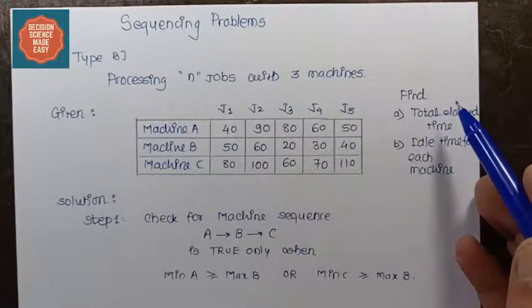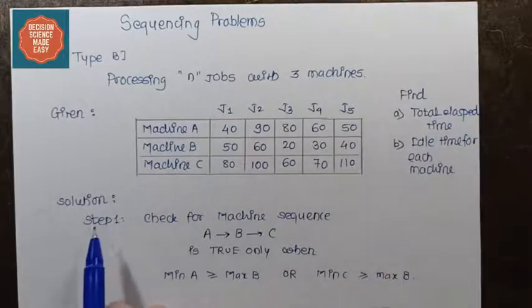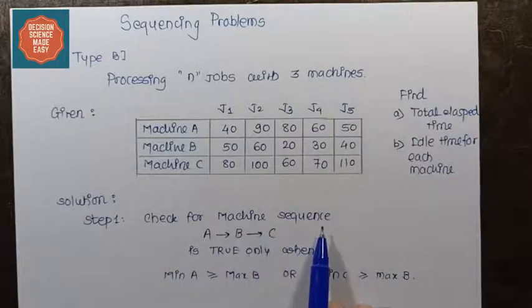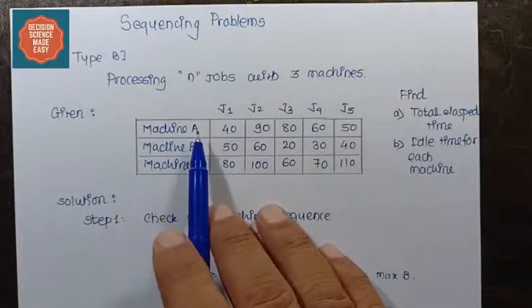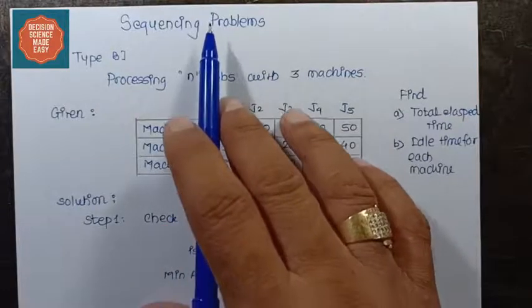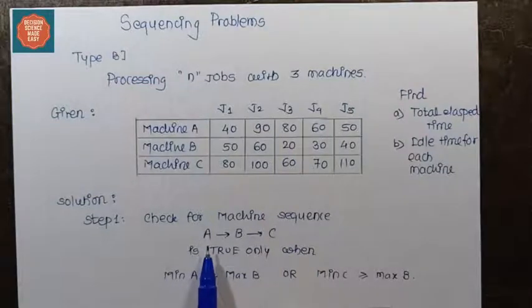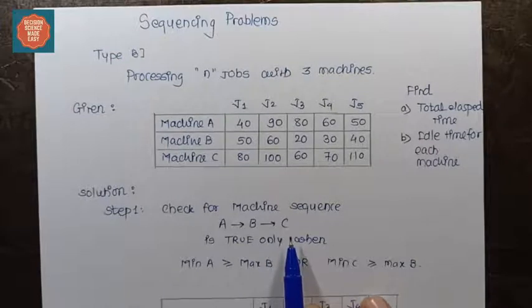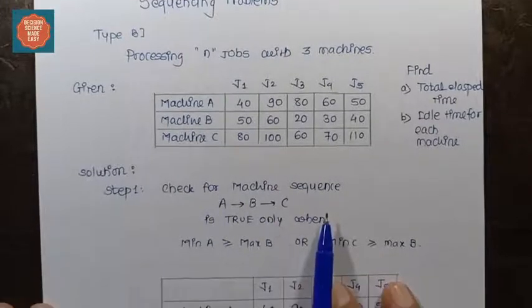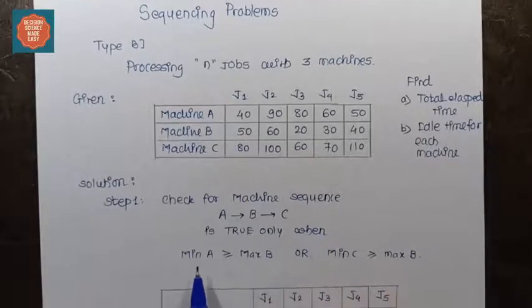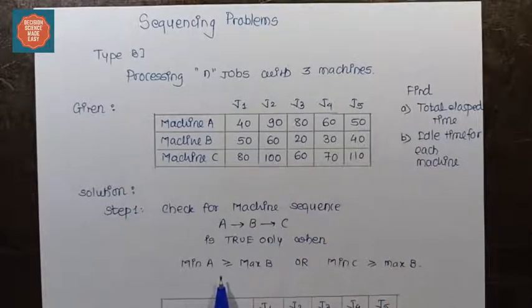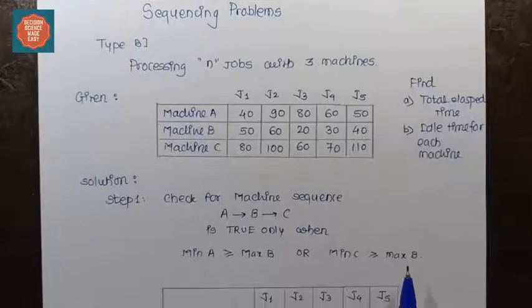While solving such a problem, first we need to do step 1, that is check for the machine sequence. As we know, in sequencing problems only one machine is processed at a time, so we need to check whether first machine A is processed, then B, followed by C. To check this, we need a condition: minimum of A is greater than or equal to maximum of B, or else minimum of C is greater than or equal to maximum of B. Let's see here.